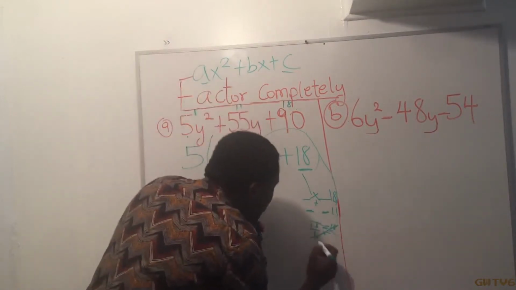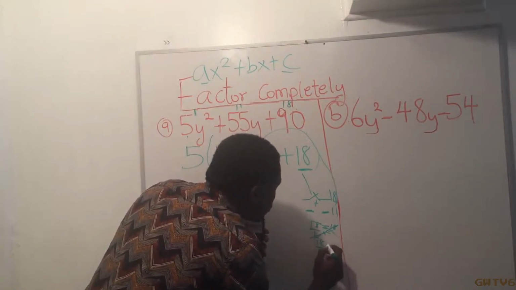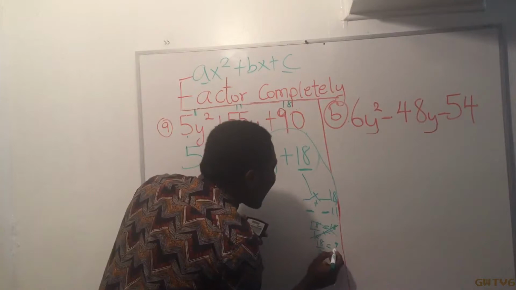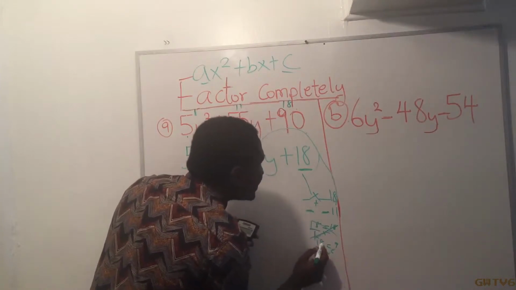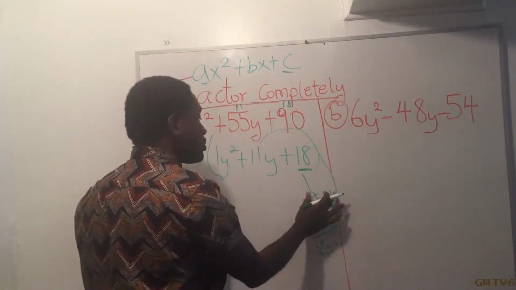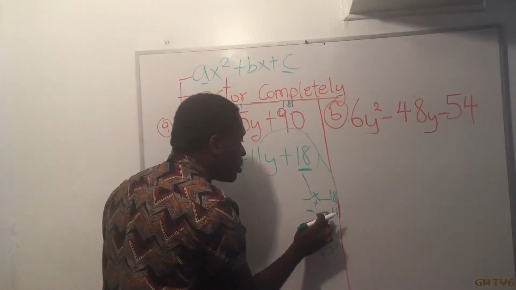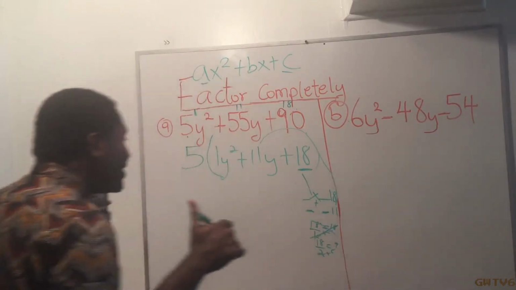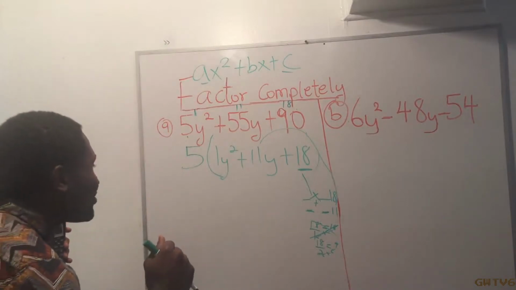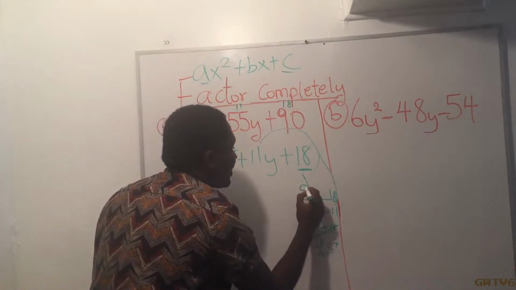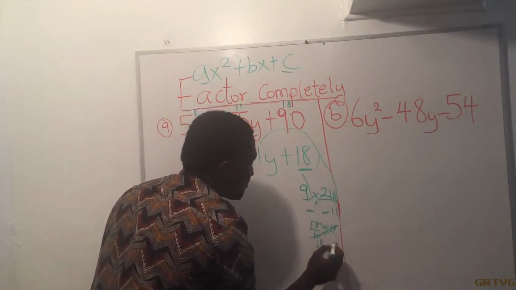Then I move on to 2. 18 divided by 2 is 9. So that means 9 times 2 is 18, which is good for the first part. But what is 9 plus 2? Oh, that's 11. So I found my two numbers. My two numbers that I'm looking for are 9 and 2.